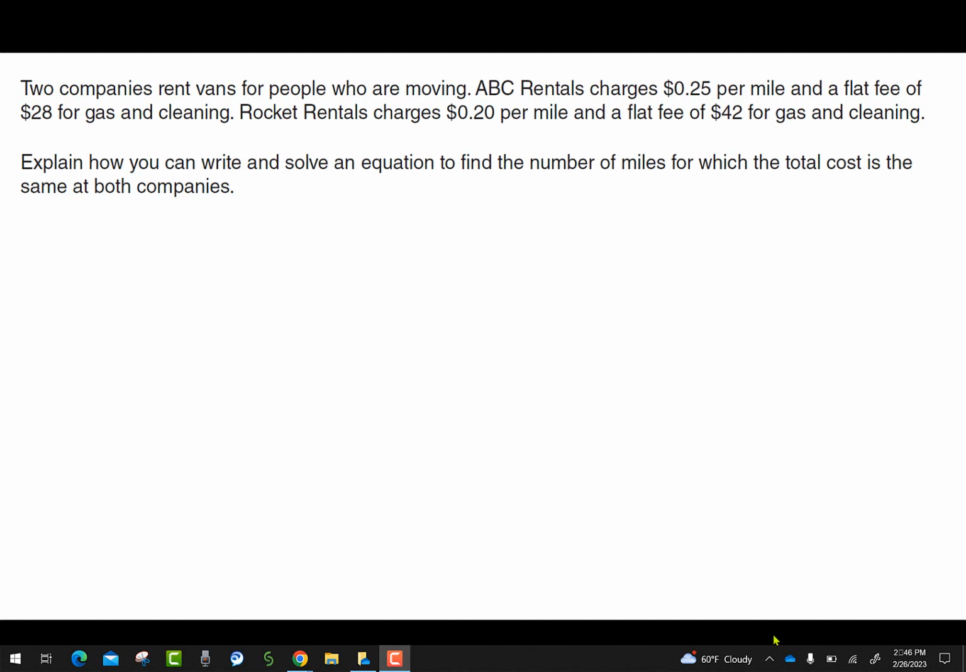So, two companies rent vans for people who are moving. ABC Rental charges 25 cents per mile and a flat fee of $28 for gas and cleaning. Rocket Rental charges 26 cents per mile and a flat fee of $42 for gas and cleaning. Explain how you can write and solve an equation to find the number of miles for each where the total cost is the same for both companies.